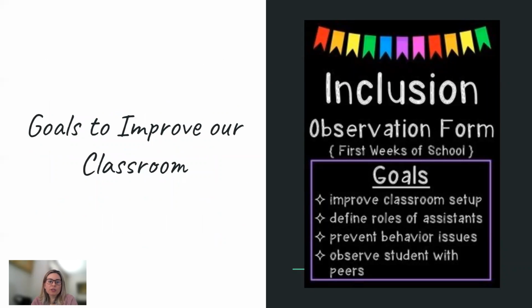So, goals to improve our classroom. Just a few goals that you could definitely include. For an example, your first weeks of school. So every year, again, depending on your environment, you may have the same children, you may have a set of new children, but it's really important to set up the environment so we can create that inclusive environment. So goals could be improved classroom setup.